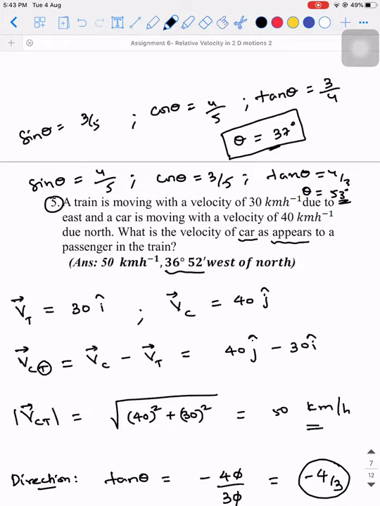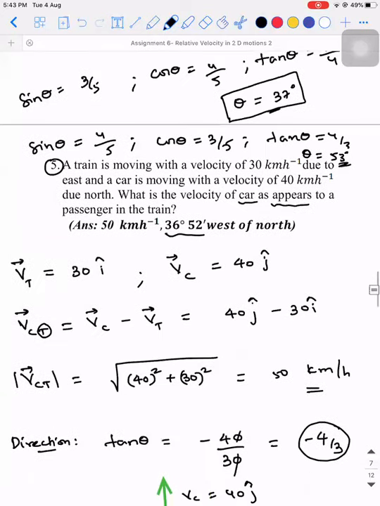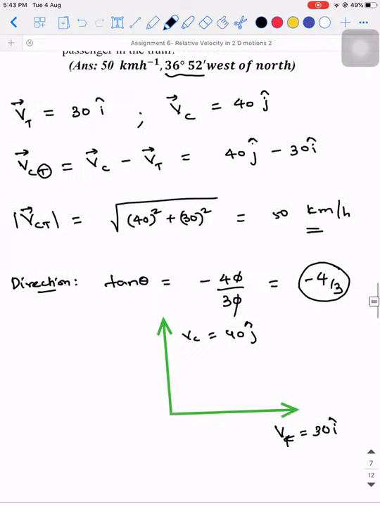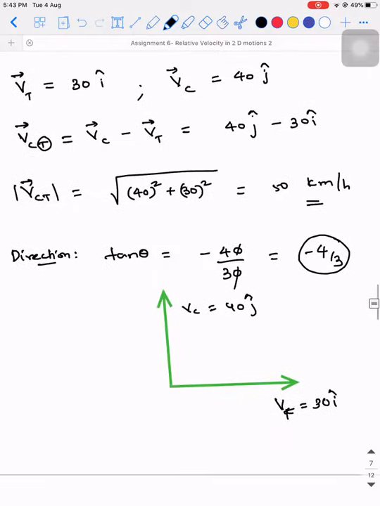So here, are you seeing tan theta as 3 by 4 or 4 by 3? Minus 4 by 3. So it is 4 by 3. 4 by 3 means 53 degrees. So 53 degrees will take place in the second quadrant. Okay. It will take place in the second quadrant.